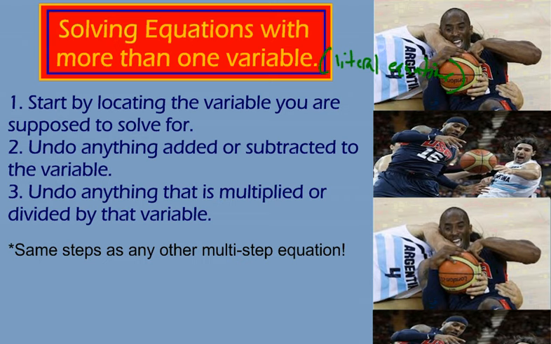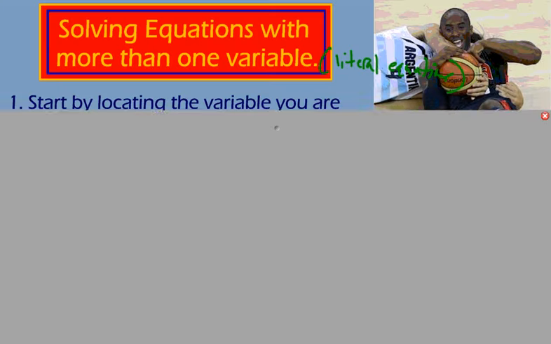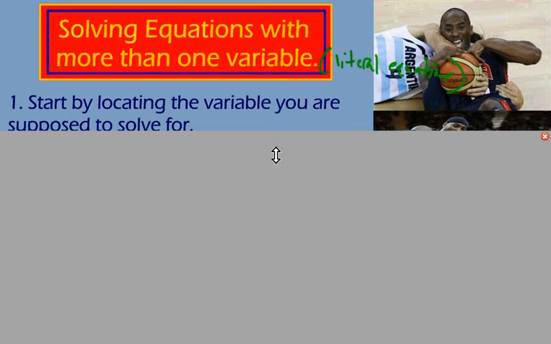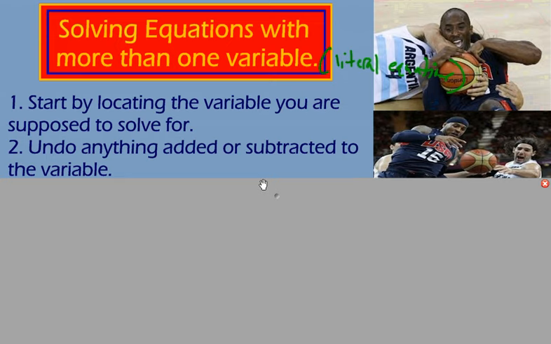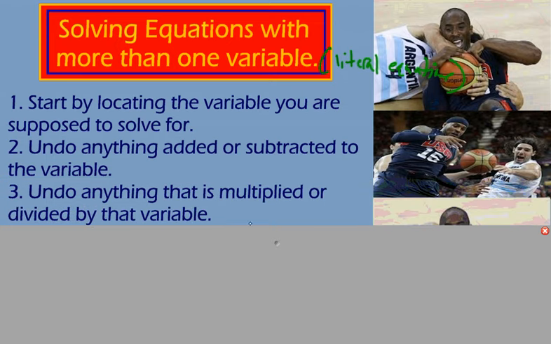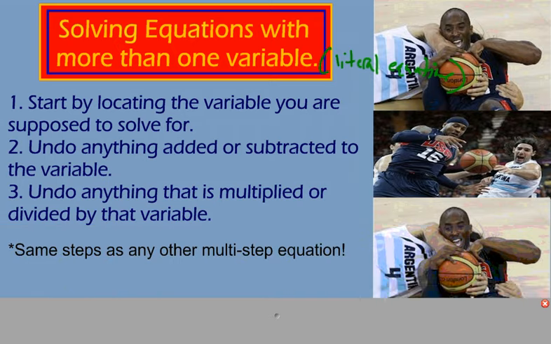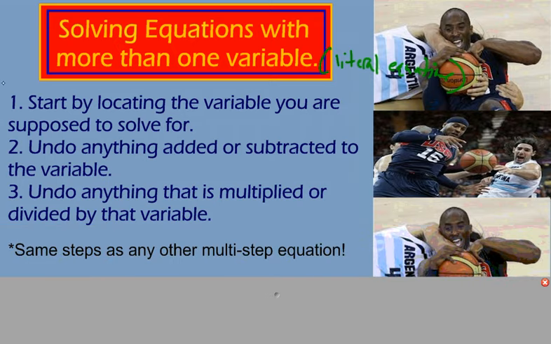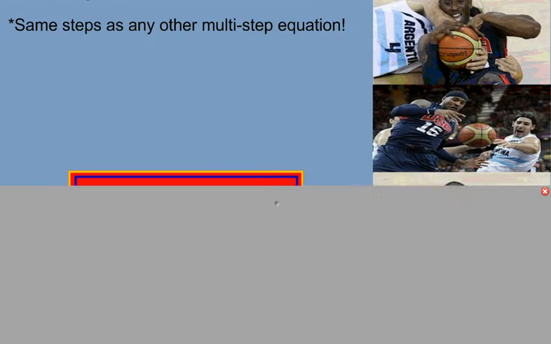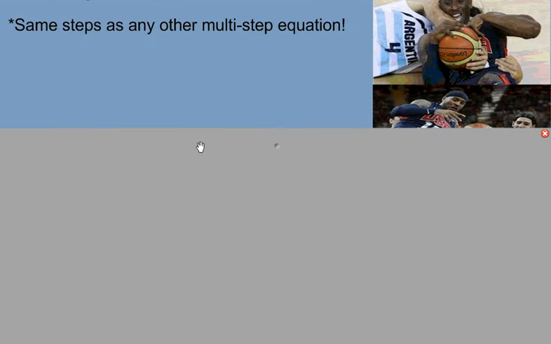Whoops. All right, we're going to make it three easy steps, and they're very similar steps that we've done before. Start by locating the variable you are supposed to solve for. Undo any addition or subtraction that's happened to the variable, and then undo any multiplication or division. Now, if there's a case where you need to do some distributing or combining like terms first, do those first, just like with multi-step equations. But I think for the most part, I'm going to keep it to those steps. It's really the same steps as multi-step equations. These things just look super weird and annoying because there's more than one variable and they're not numbers.